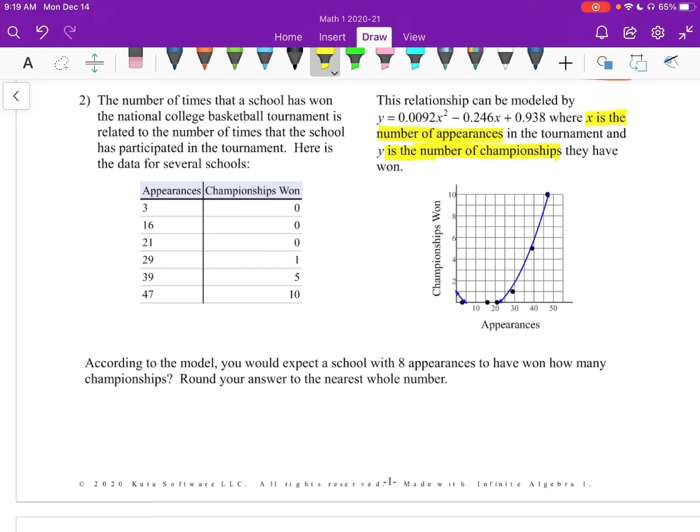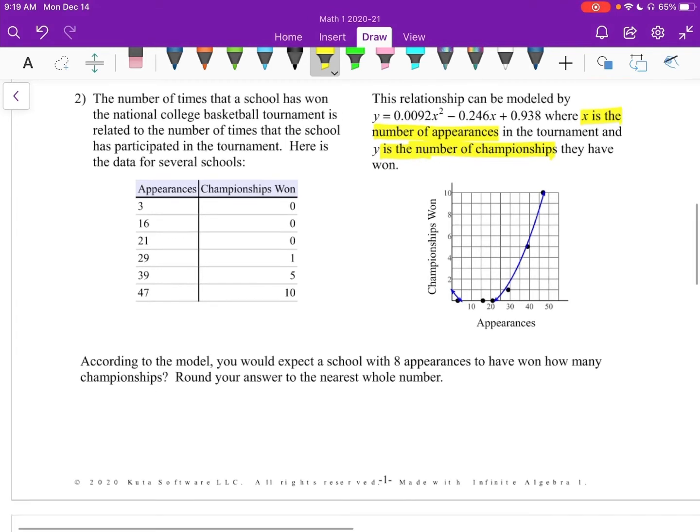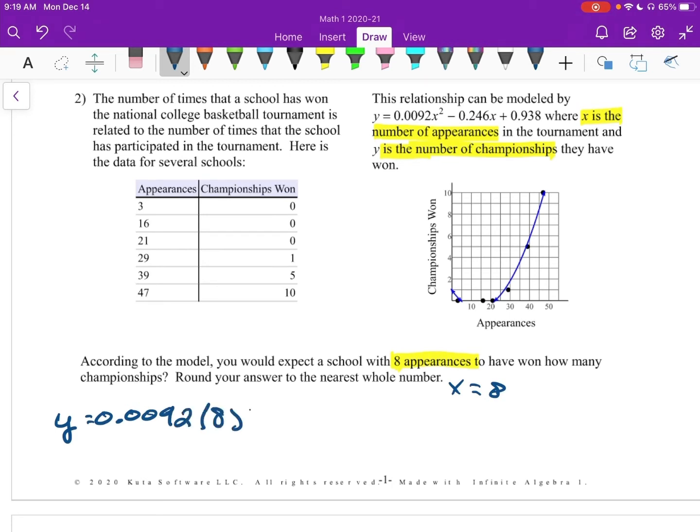Round your answer to the nearest whole. So the important thing is 8 appearances. Well, that's what the x is. So x equals 8. And I'm going to plug into y equals 0.0092. Then I'm going to plug in my 8 squared minus 0.246 and my 8 plus 0.938. And I grabbed that all from right here and I plugged in what my x was.